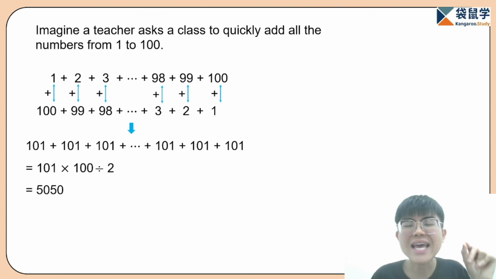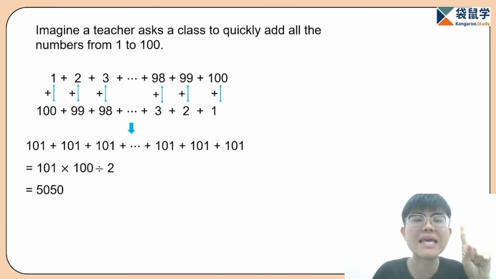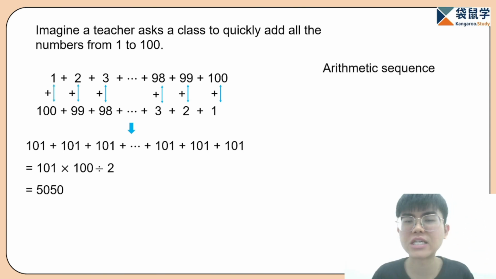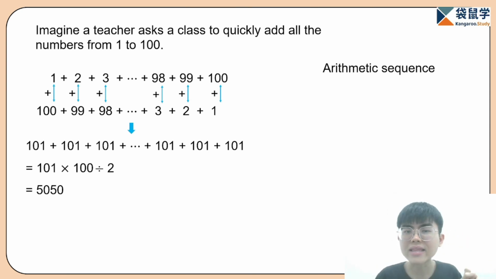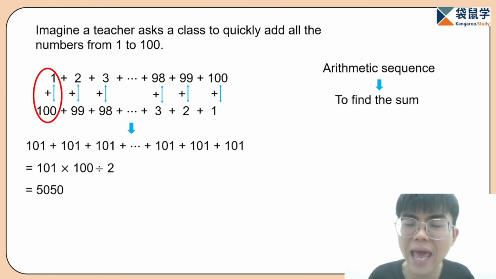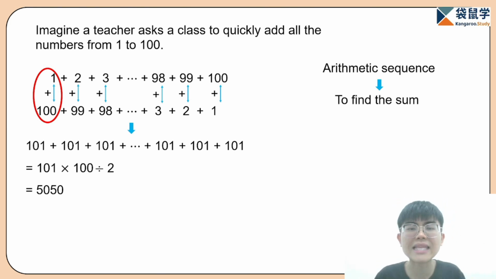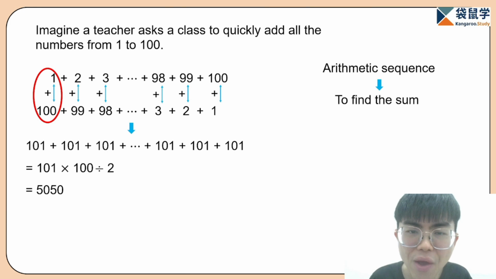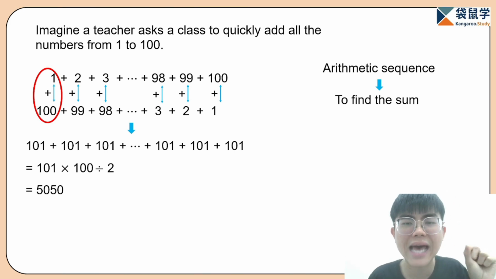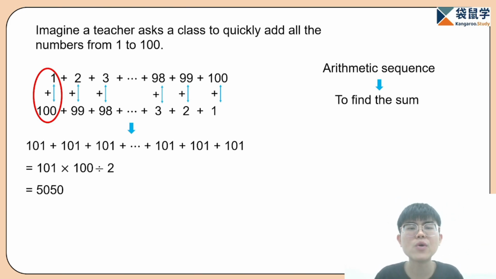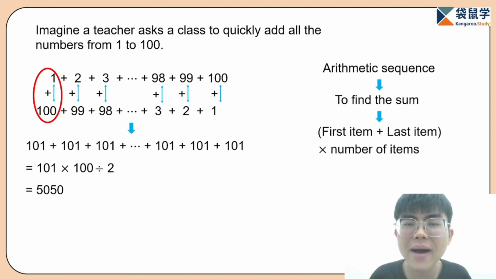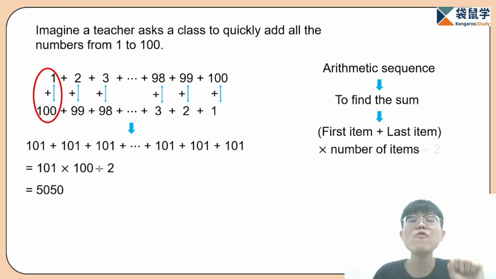So guys, actually, there is a name for this kind of number sequence where the difference between 2 consecutive numbers is the same. We call this an arithmetic sequence. In this case, you can see that the difference between each consecutive number is 1. Then, when we want to find the sum, what do we do? You can see that the number 1 and the number 100 are the first and the last number of all these numbers here. Or we can say that they are the first and the last item. So the first thing we need to do is add them up. Then we have to multiply by how many items there are. And finally, we divide by 2.